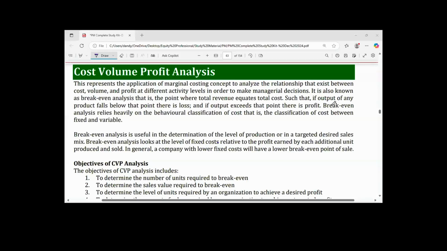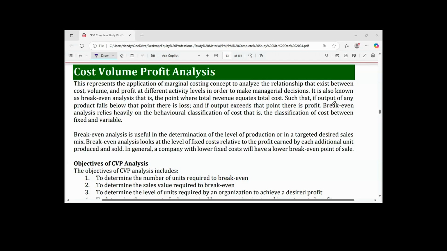So today we are going to be looking at CVP analysis. So what do you understand by CVP? The CVP represents the application of marginal costing technique to establish the relationship that exists between cost, volume, and profits at different activity levels. CVP, also known as break-even analysis, represents the point where total revenue equals total cost.